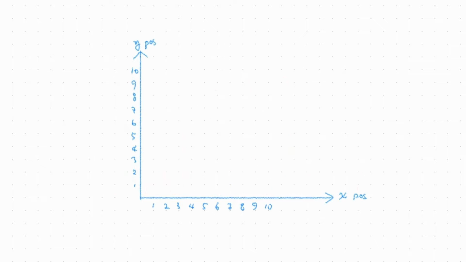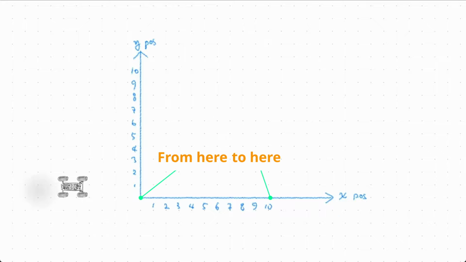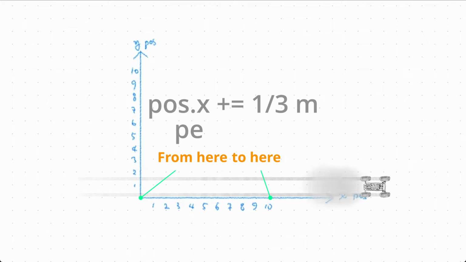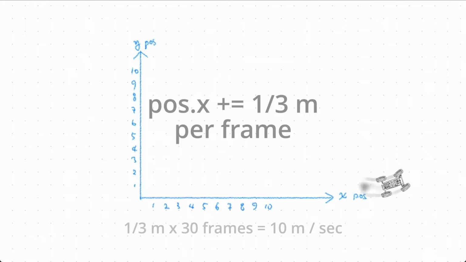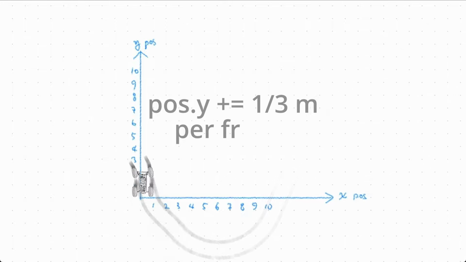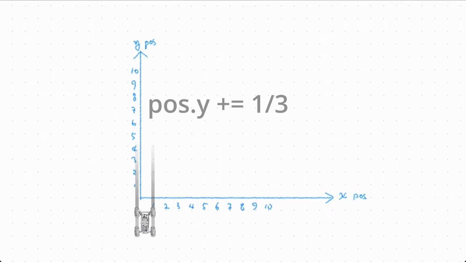Is it? Anyway, so if I say this game runs at 30 frames per second, and I want to see the buggy car move from here to here, left to right horizontally, then I would adjust the x-coordinate of the car by 1/3 meter per frame. Run 10 meters per second. If it goes up, then increase the y-coordinate by the same 1/3 meter per frame. Oops, crooked. Run again. Go, go.